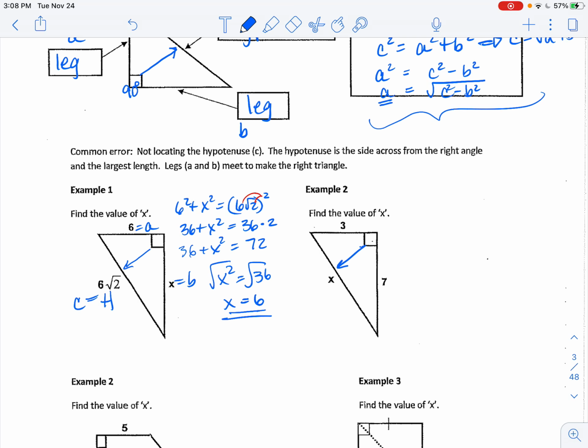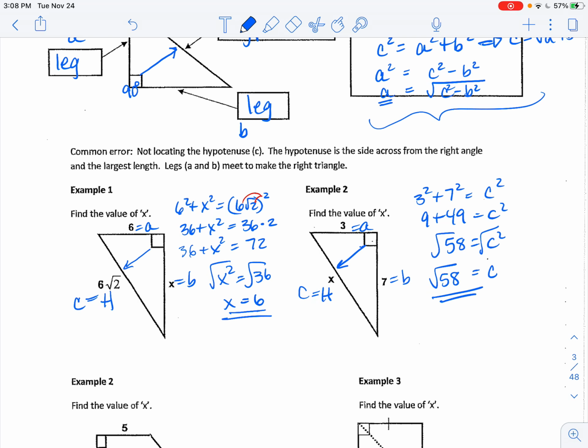Find the value of x. Again, let's see, across the box, this is our hypotenuse. A and B really don't matter. I can call this one A, this one B. The hypotenuse is always going to be your C. All right, so 3 squared plus 7 squared is equal to C squared, and 9 plus 49 is equal to C squared. If I add these together, that's 58. And take the square root, so C is equal to the square root of 58. All right, so that's what it would be as an exact number.